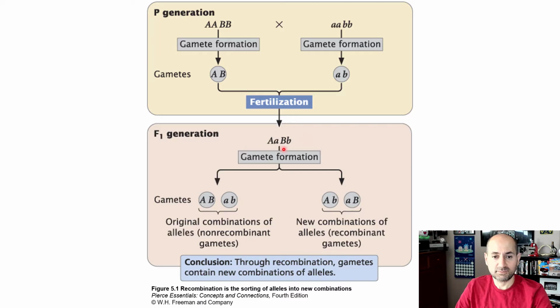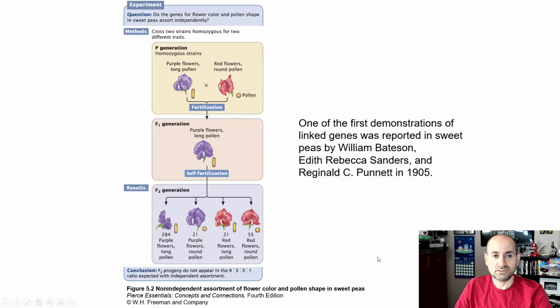And then during gamete formation here, if this is a normal situation with the genes on different chromosomes, what would you expect to see? You would expect to see the original combinations, and then you would also expect to see new combinations, like big A with a little b, or little a with a big B, right? So this is what you typically see with independent assortment. This is when alleles are on different chromosomes. So through recombination, gametes contain new combinations of alleles.